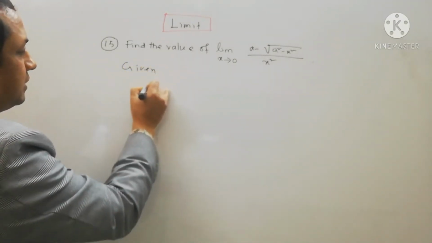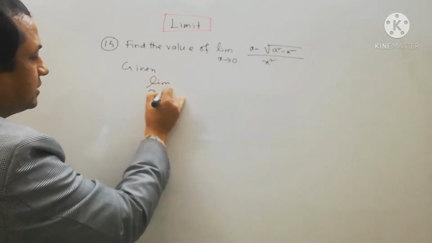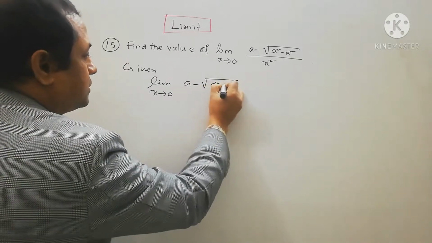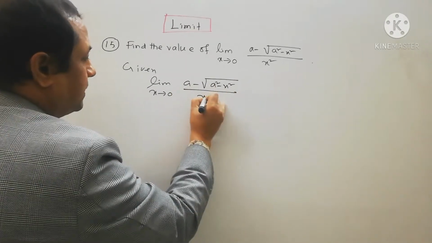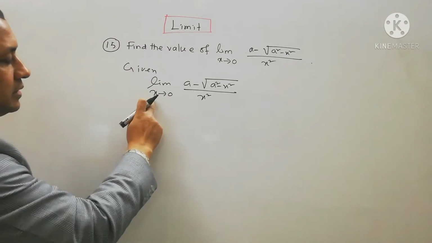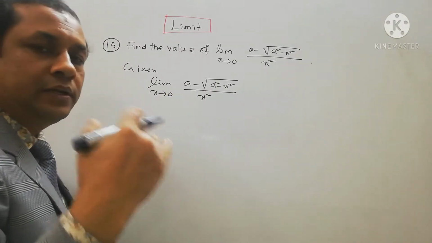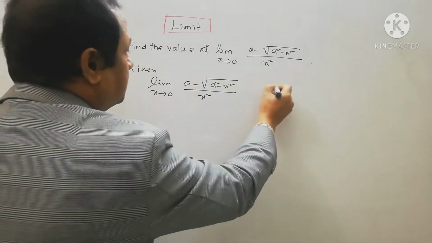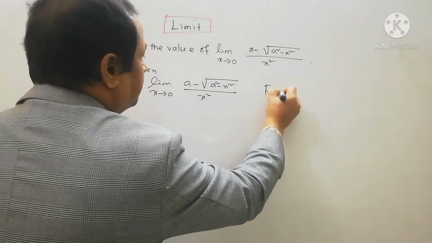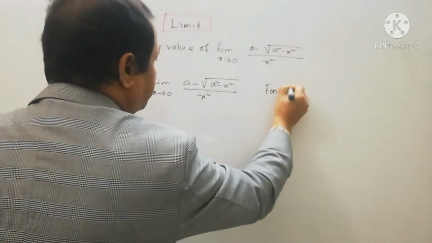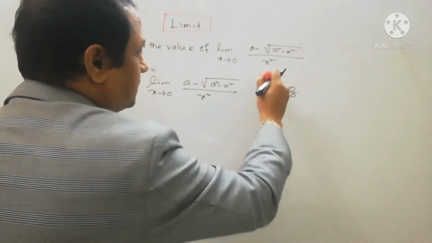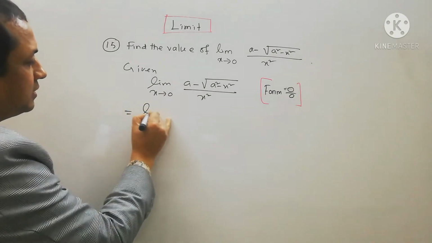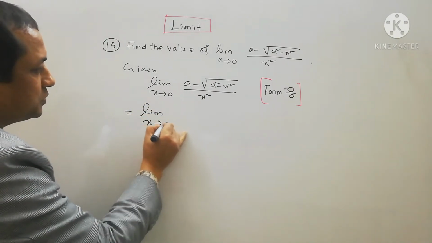Given limit x tends to 0, (a minus root over a square minus x square) by x square. Now here, limit x tends to 0, let x equal to 0. Now putting the value in this function, the form is 0 by 0. So student, next line, limit x tends to 0.